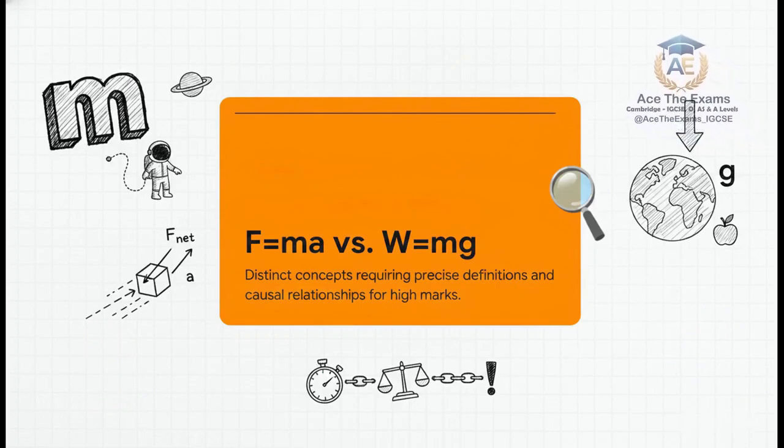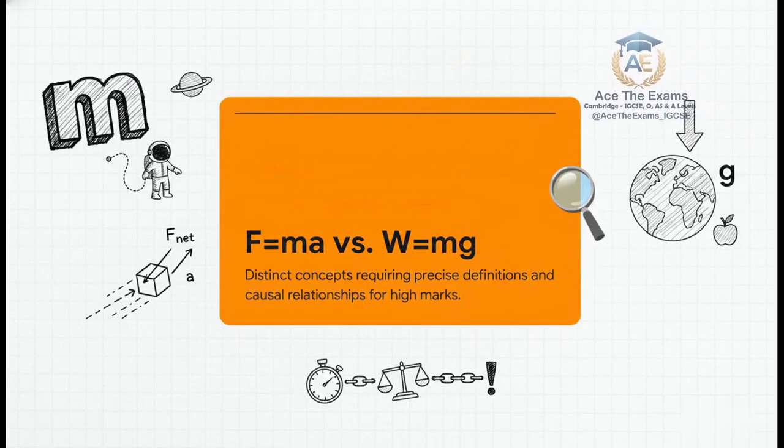When you write down F equals ma, that F is the resultant force. It is the net force acting on the object that actually causes the acceleration a. It is not just one random force you picked from the diagram. The principal examiner reports make it abundantly clear.